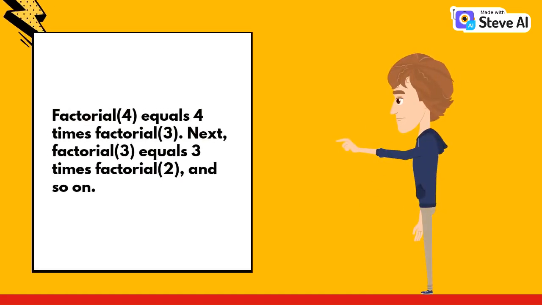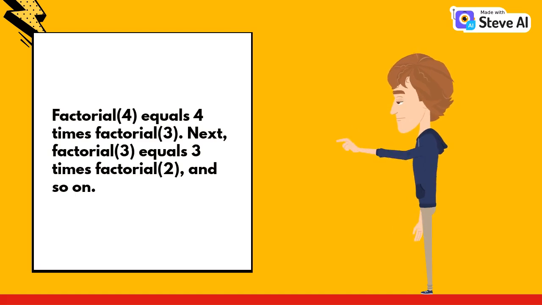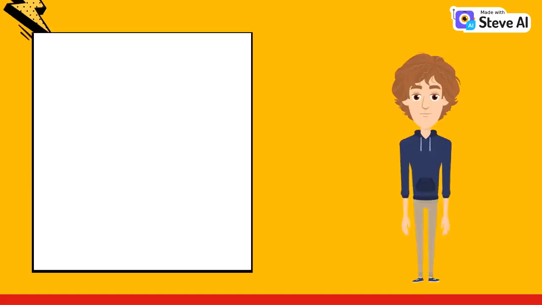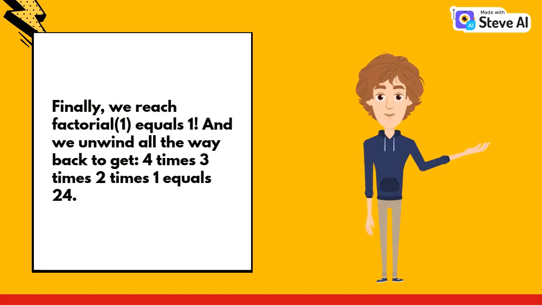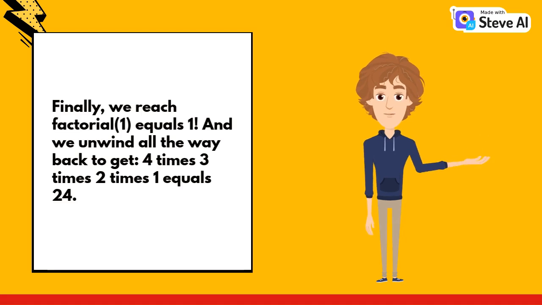Factorial 4 equals 4 times factorial 3. Next, factorial 3 equals 3 times factorial 2, and so on. Finally, we reach factorial 1 equals 1. And we unwind all the way back to get 4 times 3 times 2 times 1 equals 24.